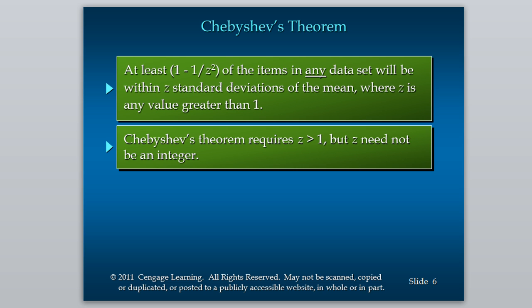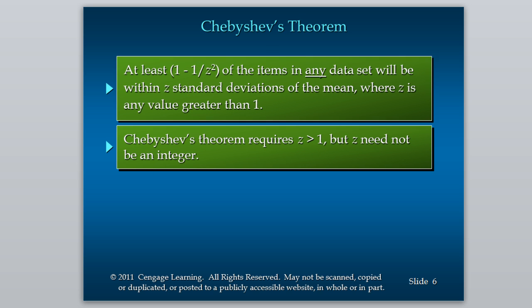Now let's talk about the Chebyshev theorem. The Chebyshev theorem is a little bit difficult and confusing to understand, but very easy to apply. And that might be good news, right? It says at least 1 minus 1 over z squared of the items in any data set will be within z standard deviations of the mean, where z is any value greater than 1. Whatever that means.